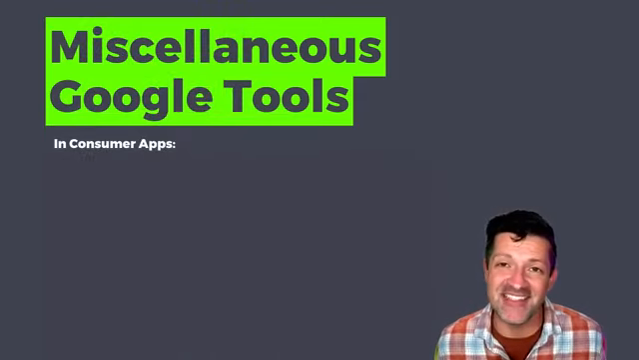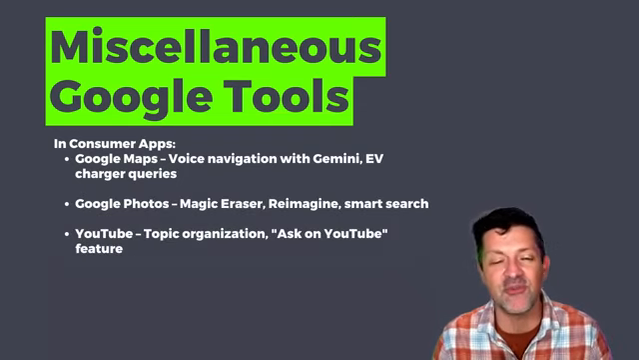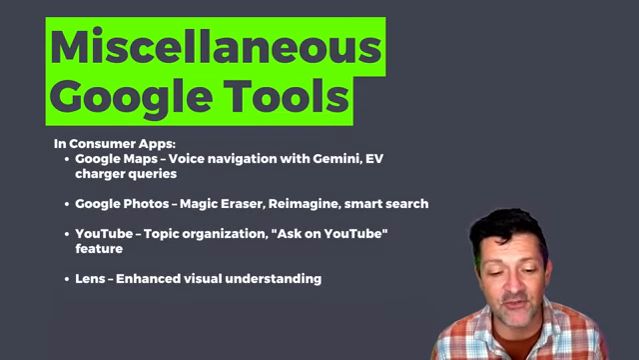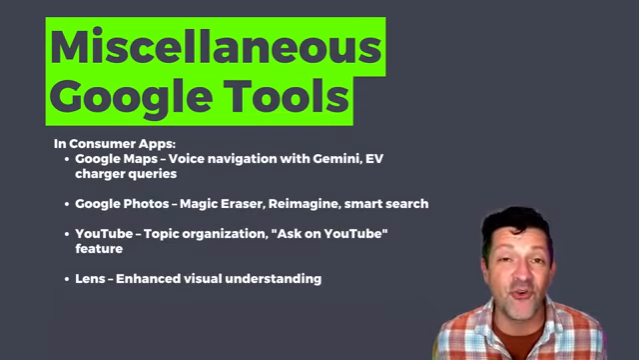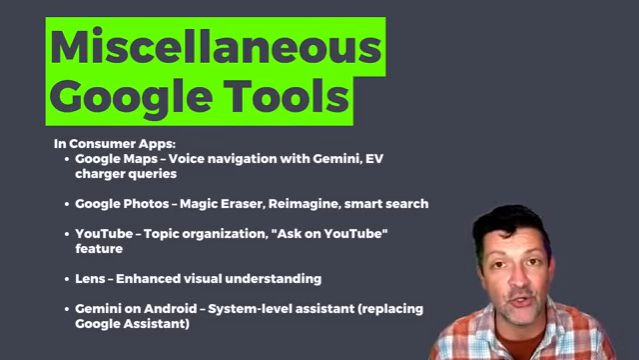It's also running behind the scenes in almost all of your Google apps, such as Maps, Photos, YouTube. There's a tool called Lens that is used for enhanced visual understanding. And of course, Gemini on Android is a system-level assistant that is now replacing Google Assistant.